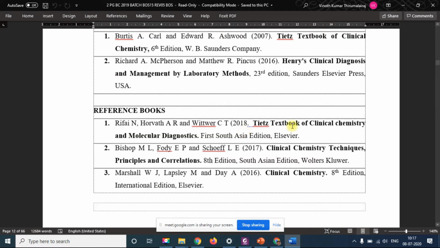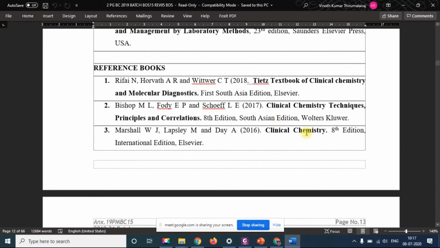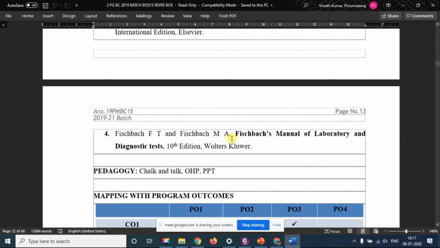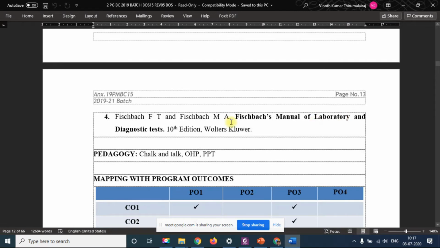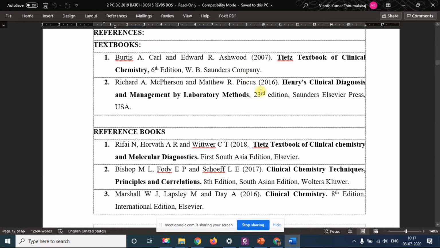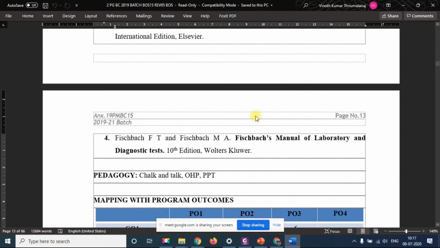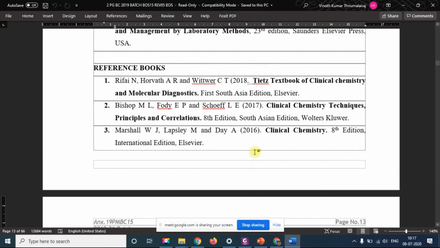And the reference books are there: the textbook of clinical chemistry and molecular diagnosis, clinical chemistry techniques, principles and correlations, clinical chemistry by Marshall, and the manual of laboratory and diagnostic tests. So all these are the textbooks and the reference books. Most of the books are available in our college, and if some are not available, just inform me and I'll give the content. We have the soft copy, and from the soft copy we can extract the pages and give them to you.